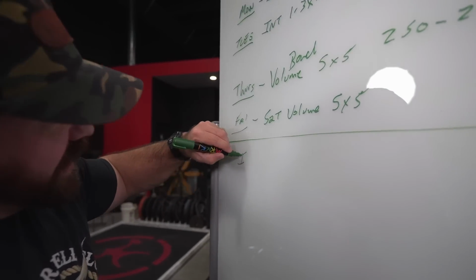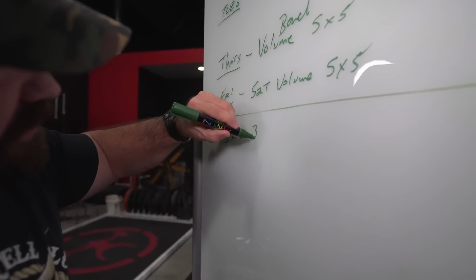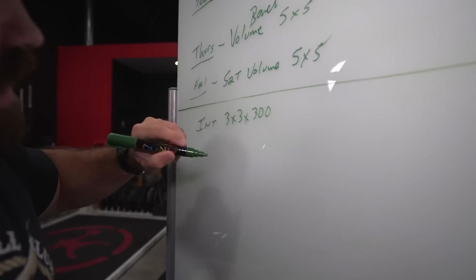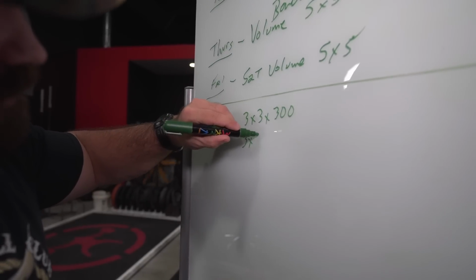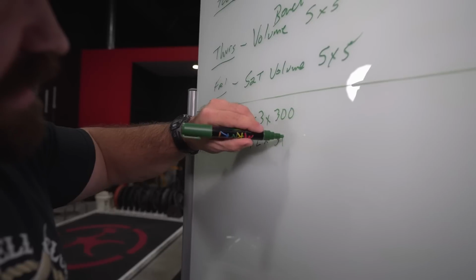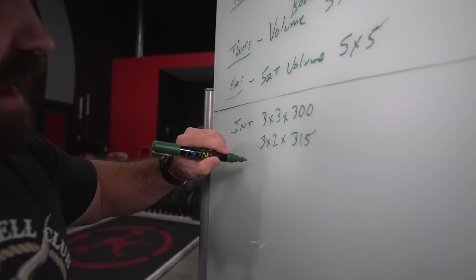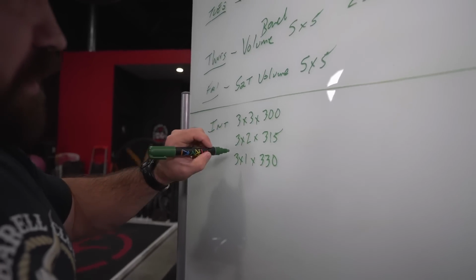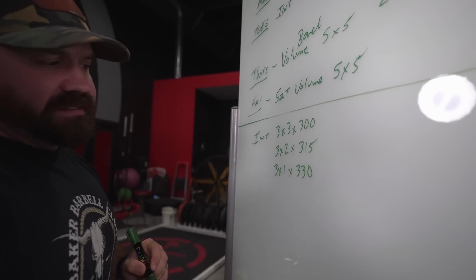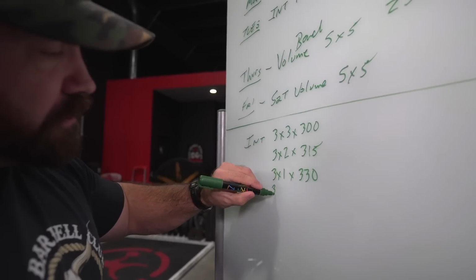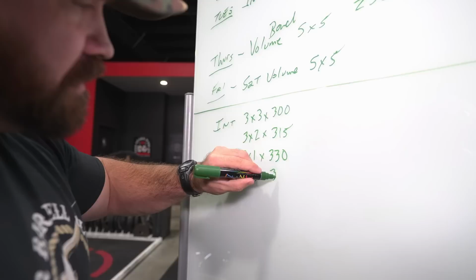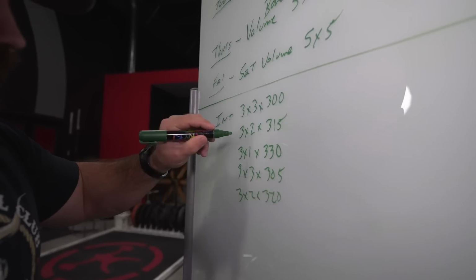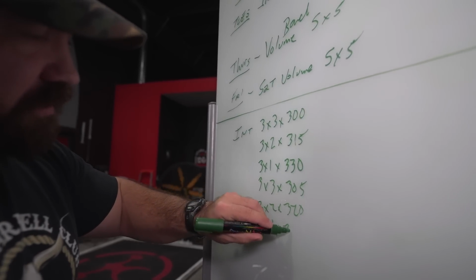On the intensity day, it might look like 3 sets of 3 on week 1. Let's say that's at 300 pounds. And then on week 2, we go 3 sets of doubles at maybe 315. So we're going up about 5%. And then week 3, we're going to hit 3 singles at 330. So that's your 3-week intensity-based wave, and then we're going to start it over again: 3 sets of 3 at 305, 3 sets of 2 at 320, and 3 singles at 335.